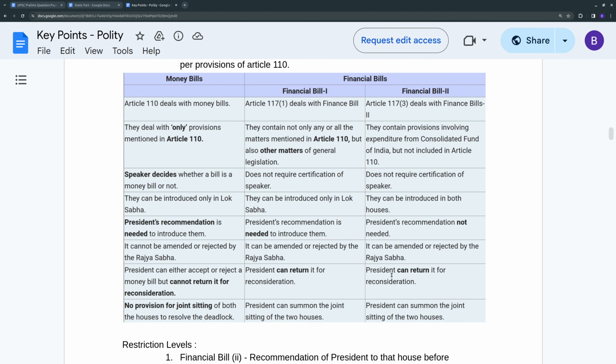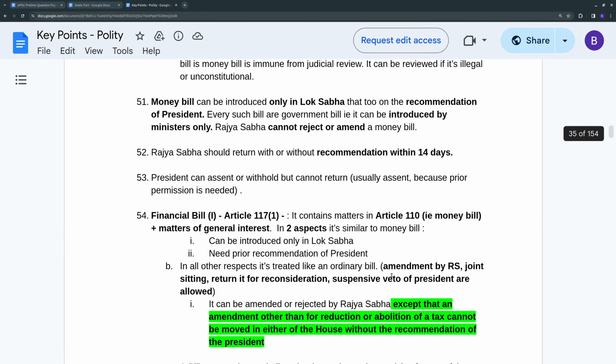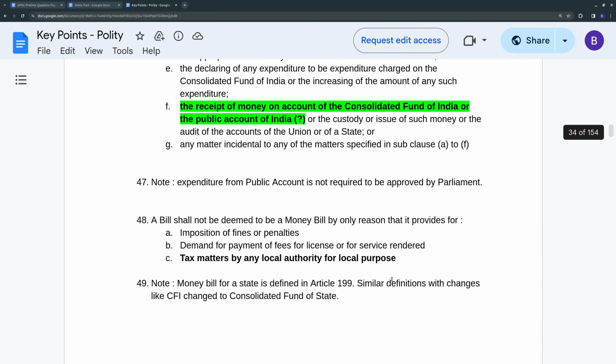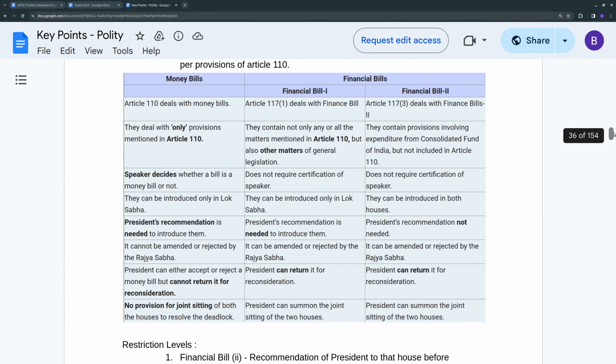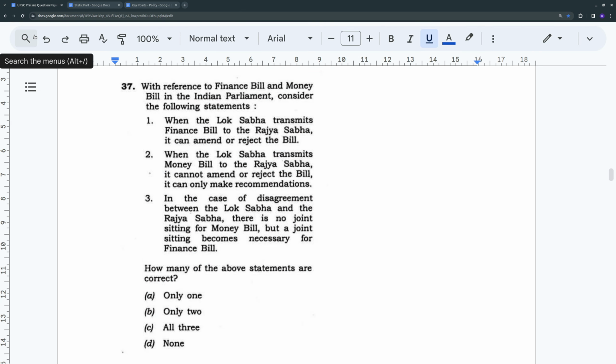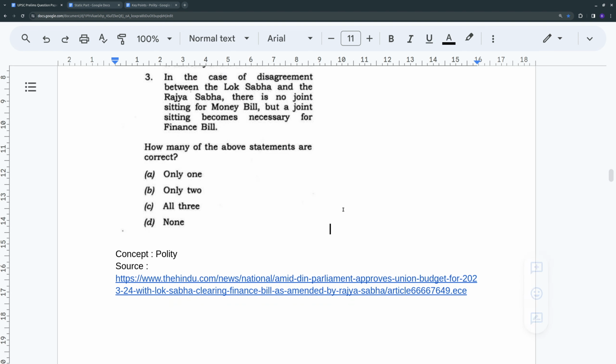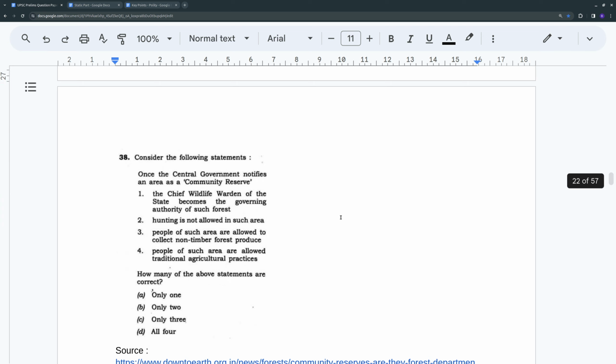So again, these are some basic concepts of Polity. These are the notes I have made from Lakshmikant. Maybe I will do a separate video on Polity someday. Anyway, you should be reading Lakshmikant in detail and making notes out of it. It's very important for both prelims and mains. So this is the question. Let's move on to the next question.